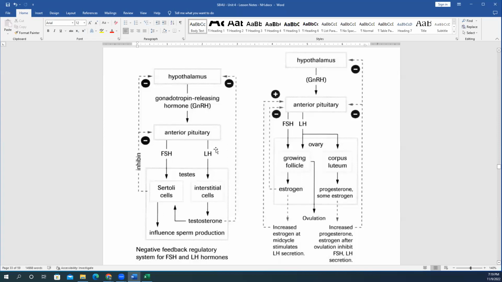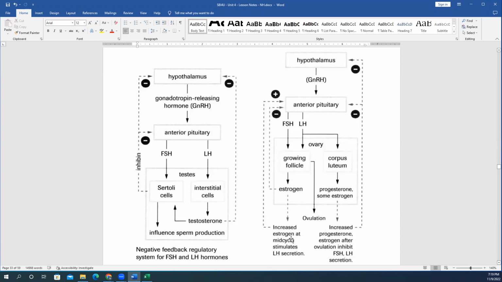Now, this is where it's different. It's because they target different organs. In the males, the target of these two hormones was the testes. In females, the target is the ovaries. And in the ovaries, the FSH acts on the growing follicle, which will lead to ovulation. It will also stimulate the growing follicle to release estrogen.